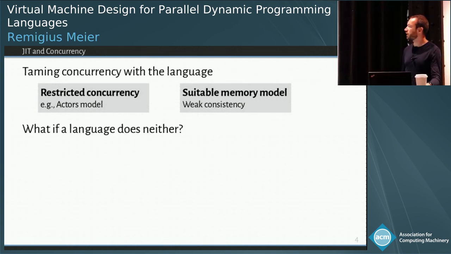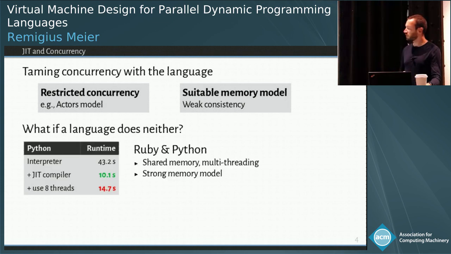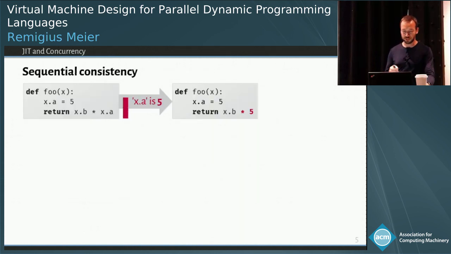Well, what happens if a language does neither of that? We saw what happens before. And this applies to Ruby and Python. So they do not restrict the concurrency at all. They have a shared memory model with multi-threading, and each thread can access each other's memory and interfere with it in any way that they want. Also, Ruby and Python have a very strong memory model, which I will talk about now.